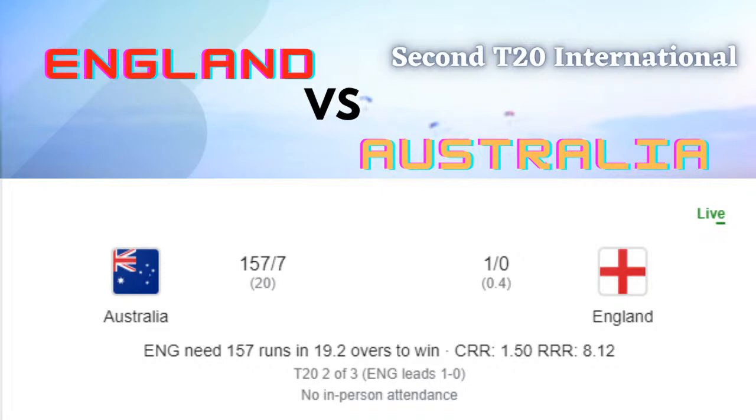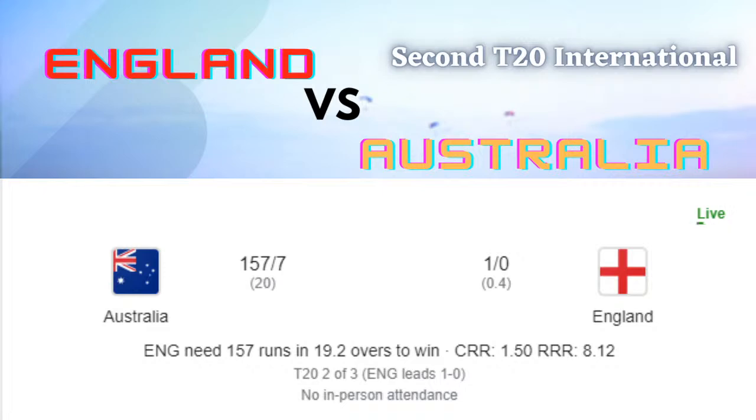Starc to Bairstow again. Fuller delivery again, outside off stump this time. Hit straight to the bowler by Bairstow. So another dot delivery. Good start by Mitchell Starc. Just one run off the first 5 deliveries.